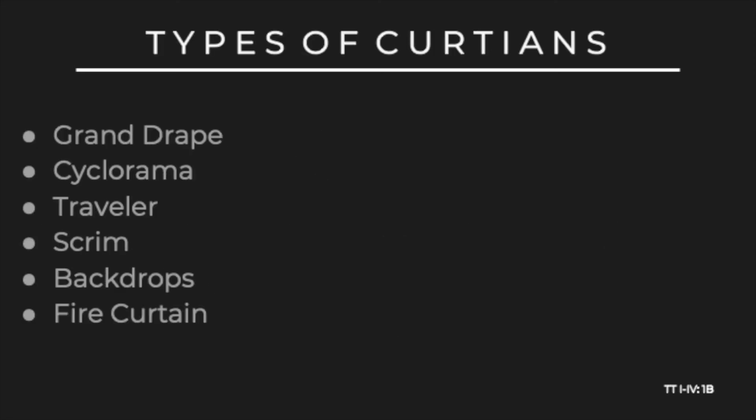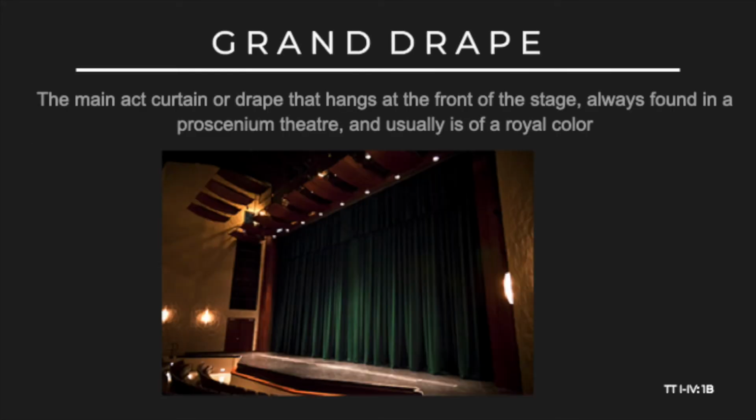Next, we're going to go over some of the common types of curtains, being the grand drape, cyclorama or cyc, a traveler, scrim, backdrops, and the fire curtain. First, we have the grand drape. This is the main act curtain or drape that hangs in front of the stage and is always found in a proscenium theater. These usually come in a royal color.